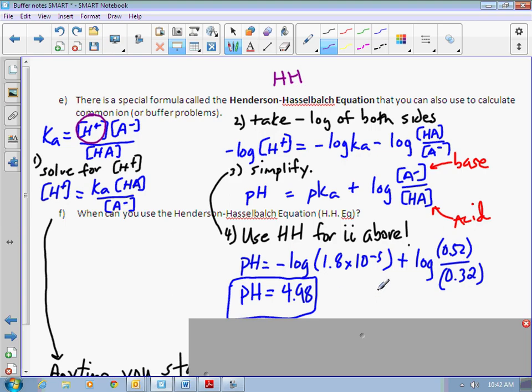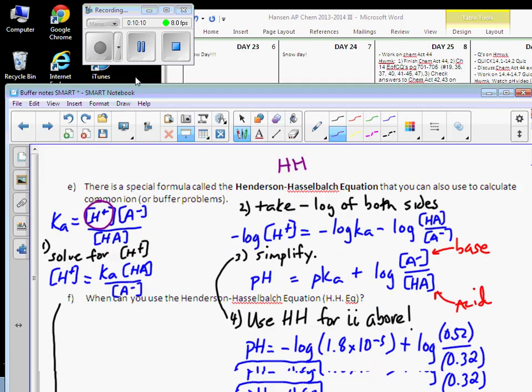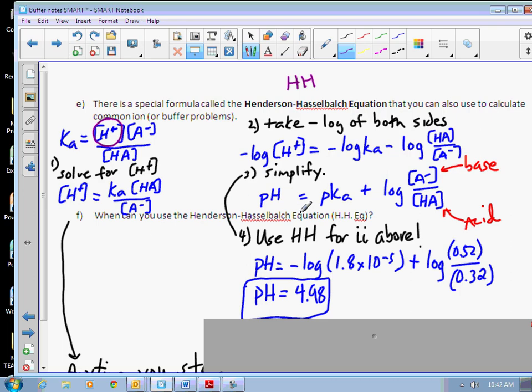So go ahead, I need you to do this. I need you to punch this into your calculator, make sure you're punching everything in correctly, and you should come up with about a pH of 4.98, which is very close to the pH of 5 that we got earlier. So there you go. That's the Henderson-Hasselbalch equation.